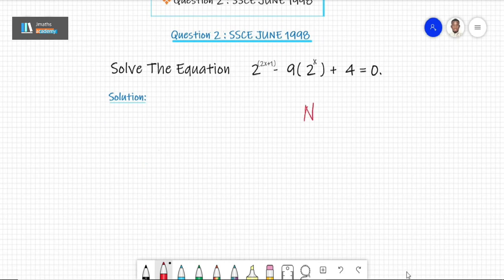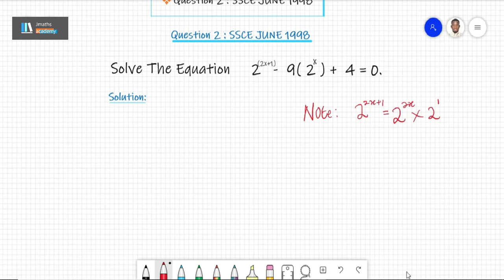You should note that 2 raised to the power of 2x plus 1 can be further simplified as 2 raised to the power of 2x multiplied by 2 raised to the power of 1.